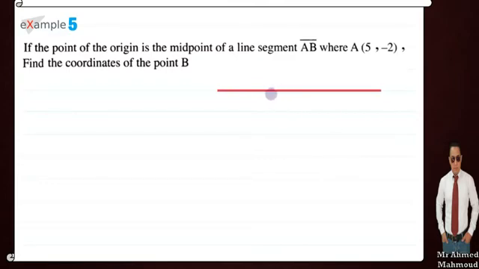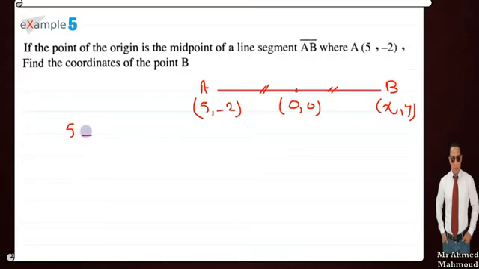Here, by looking at this line segment, the origin 0, 0 is the midpoint of A, 5 and negative 2, and B, x and y. So 5 plus x over 2 equals 0, and negative 2 plus y over 2 equals 0.